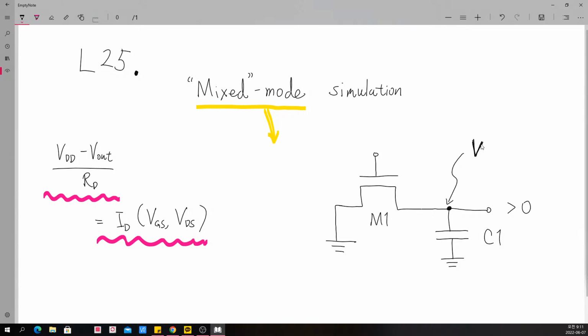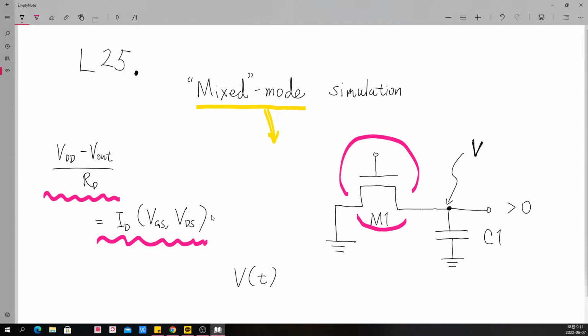Of course, when you have full knowledge of this transistor, then you can always calculate this V as a function of time. How can you do that?